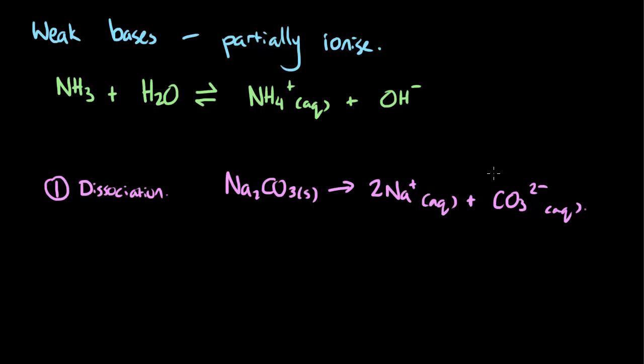And at this stage you might be thinking, well, how come this isn't classed as a strong base? Because this is obviously a one-directional arrow. It occurs 100%. The reason why it's a weak base is due to the second reaction that occurs, and this is the part that actually makes the solution basic. The second part is the ionization of the carbonate ion.